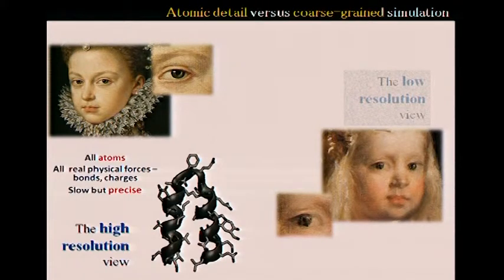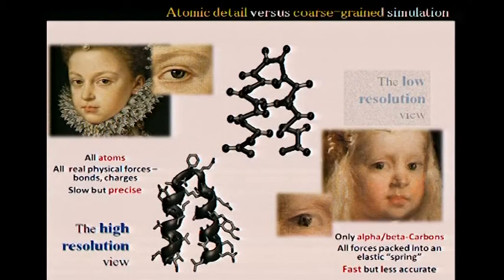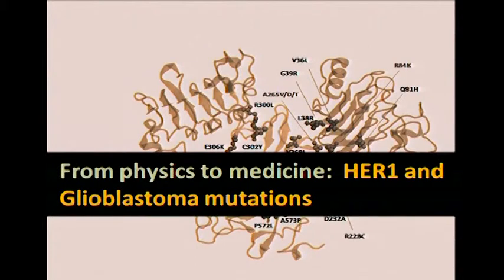In an atomistic simulation, you consider all the atoms and all the interactions between them. In a coarse grain simulation, you only take into account the backbone of the protein structure, and pack all the forces into a simple function, such as an elastic spring. And this allows you to increase the speed of the calculations, but at the cost of some accuracy.